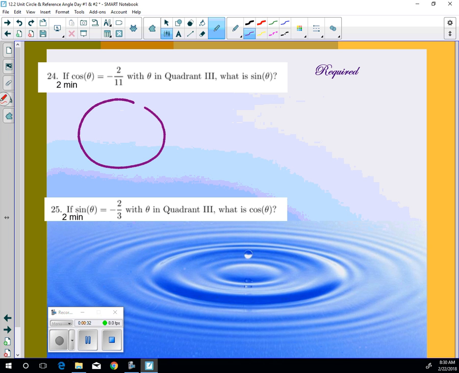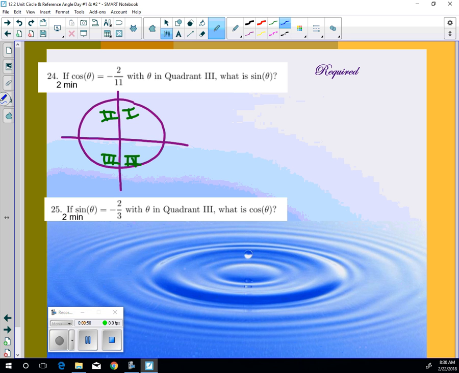So what we're going to do is, for one like 24, and I think I just ran out of time, would you draw a little circle like that? This isn't a unit circle, though, but it's a circle. And then think of quadrant 3. Now, here's quadrant 1. Where's quadrant 3 compared to 1? Down in the corner, right? It's down here.